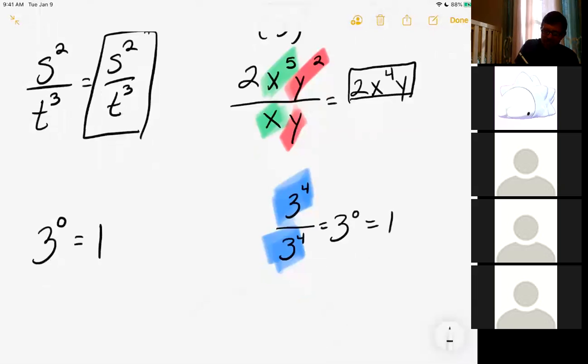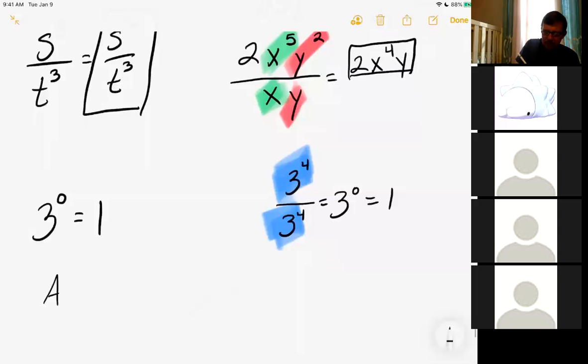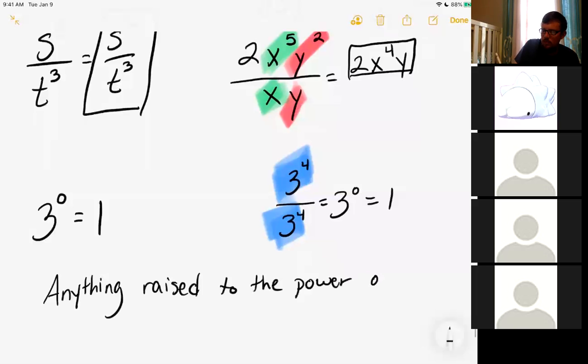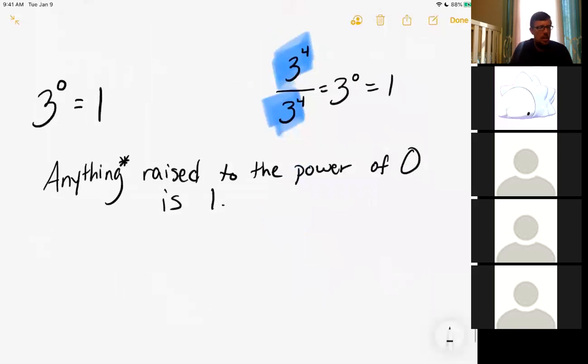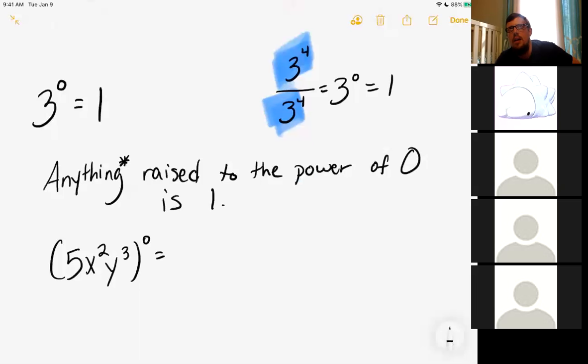In fact, anything raised to the power of 0 is 1. Nice. So if I give you something awful and it's to the power of 0, the answer is 1.